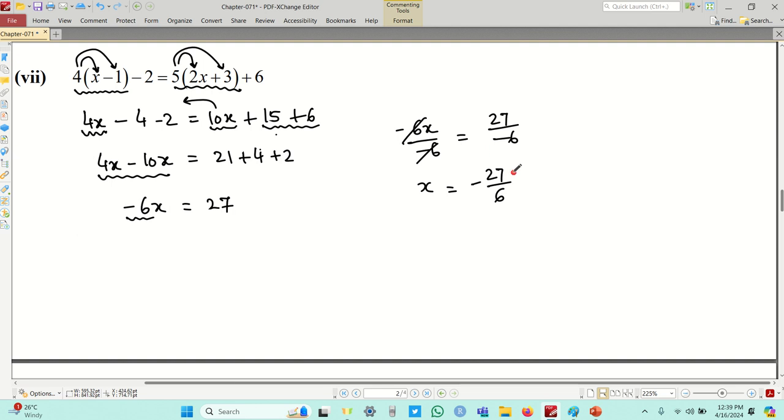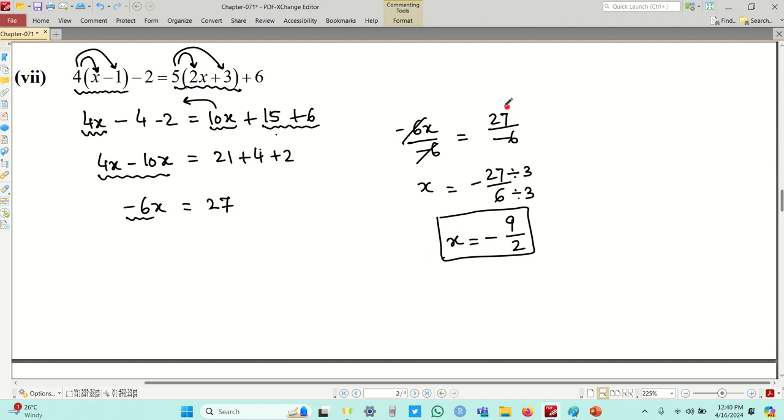But this is not the smallest form. So what do you need to do? Divide numerator and denominator by 3. Now minus 27 divided by 3 is 9, and 6 divided by 3 is 2. So what is the answer for this question? The answer for this question is minus 9 by 2. This is the answer. Clear?